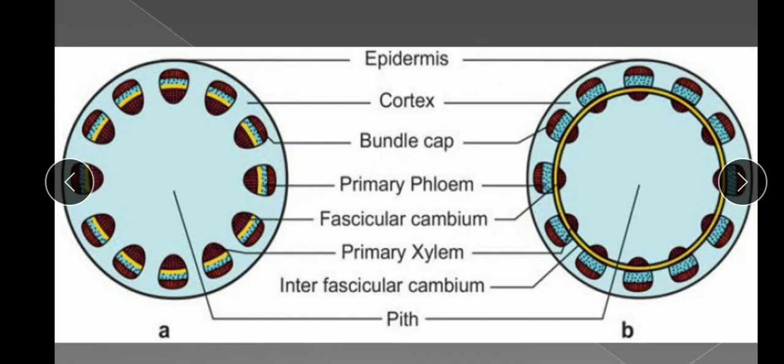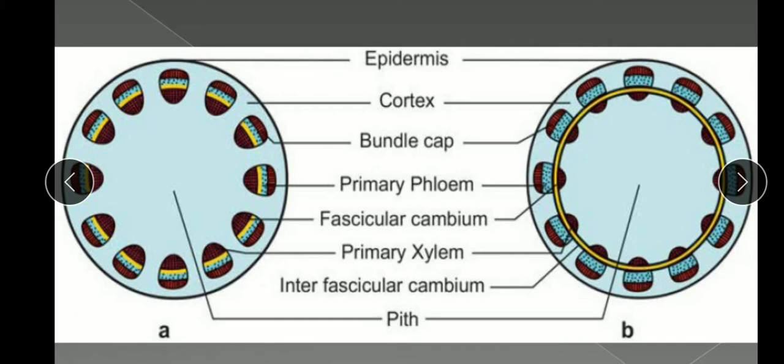Next, the cambium which is known as the intervascular cambium is present in between the vascular bundles. You can see these are the vascular bundles, and the cambium present in between the vascular bundles is known as the intervascular cambium. So, understood children? Intravascular cambium and intervascular cambium.